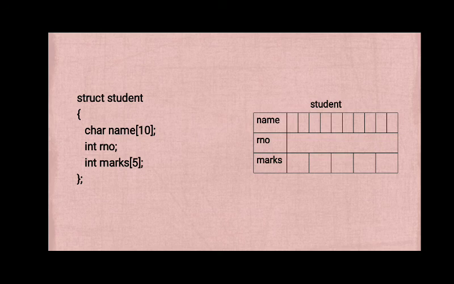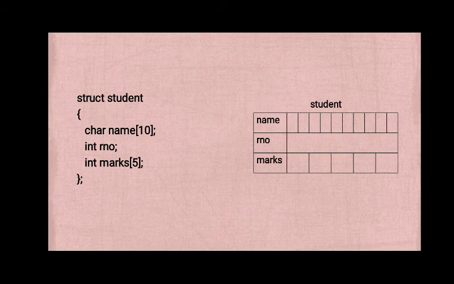Okay, so here the first is name, and it is an array of 10 values. So 10 size, you have 10 positions. Then you have another position for storing the roll number. It is a single data. And then you have marks, which is an array of 5 values. So this is how the data will be stored in the memory.